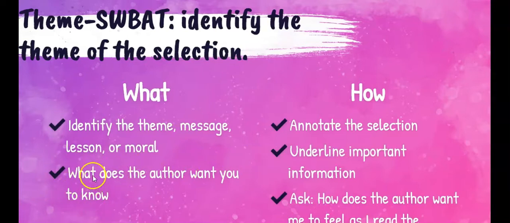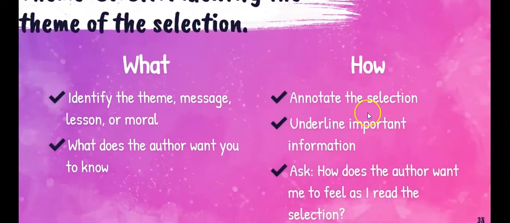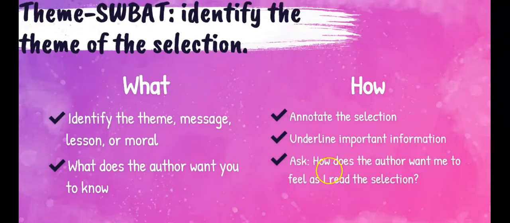And we're also going to ask ourselves, what does the author want me to know? And then how are we going to do that? We're going to annotate the selection, underline important information, and we're going to ask ourselves as you're reading, how does the author want me to feel as I read the selection? Okay, so remember, boys and girls, you could always come back to these key points of what and the how. This is going to tell us how we are going to identify today's objectives.